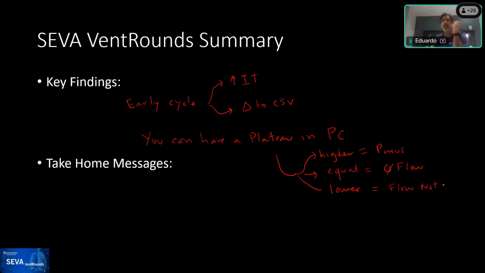Excellent. So yeah, this is a common myth, I think. I love that you brought that up, Karsten, that you can have a plateau in PC. It's higher with PMOS. If it's equal, that means that you reach zero flow during the inspiratory time, and it's going to be the same as the inspiratory pressure. And it can be lower if the flow is not zero at the end of inspiration. And that's a very common item to see.